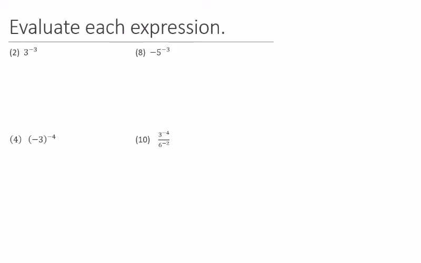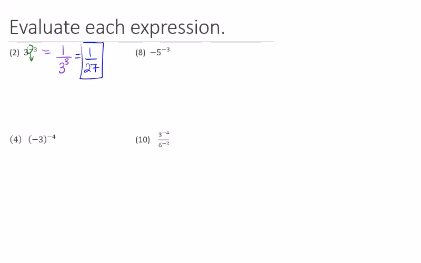All right, so number 2, I have 3 to the negative third power. So I can evaluate that, right? First of all, I know when I have a negative exponent, I'm going to drop the base, right? So it becomes 1 over 3 to the third power. And then 3 to the third power, we can evaluate either in our head, on our calculator, on paper. So 3 cubed is 27. So that's our final answer.